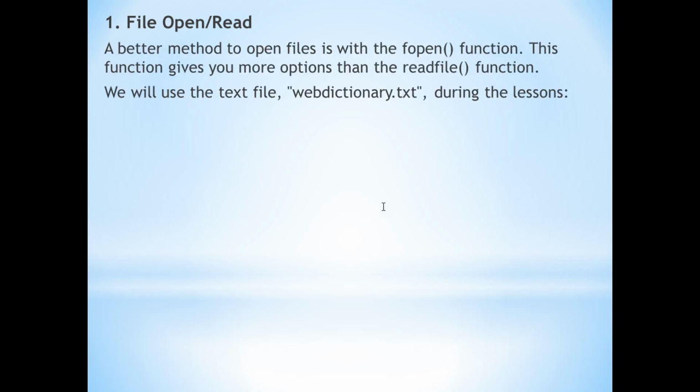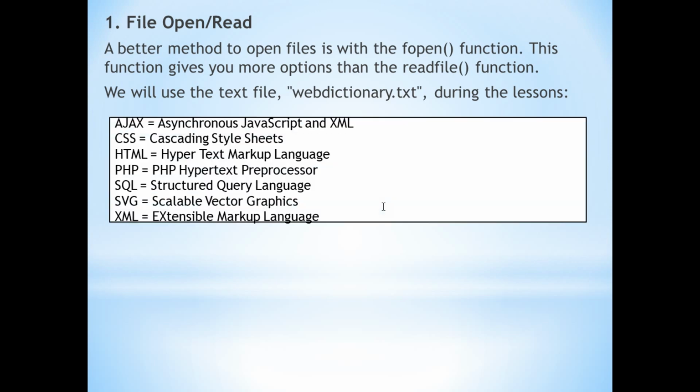To open a file, the open function is to be used. A better method to open files is with the fopen function. This function gives you more options than the readfile function, so basically we use fopen rather than readfile. We will use a text file. First you have to create a text file, webdictionary.txt, which we will use throughout this lesson.